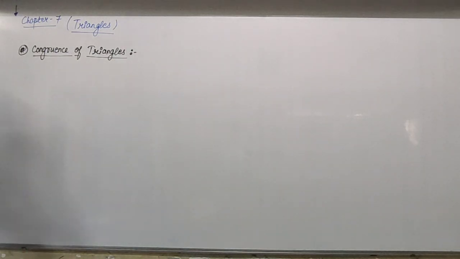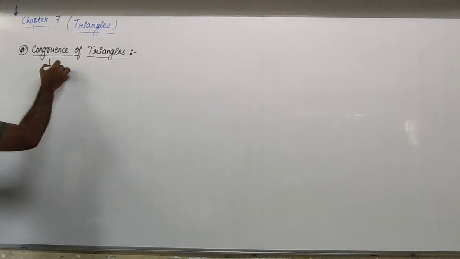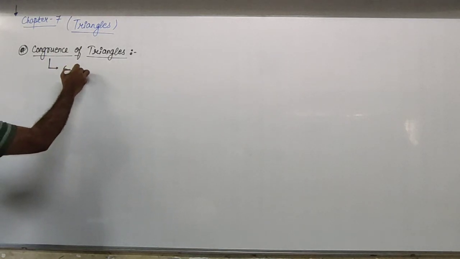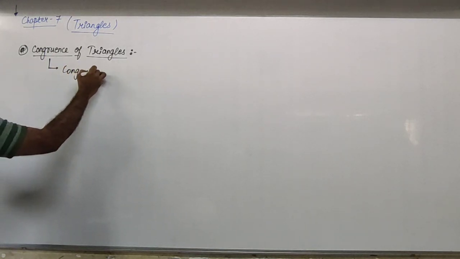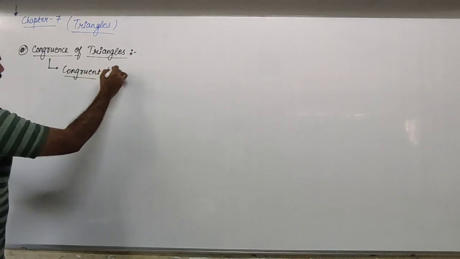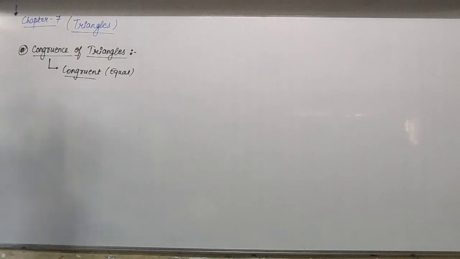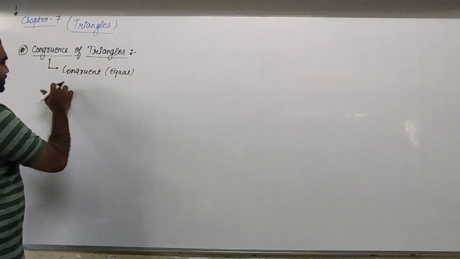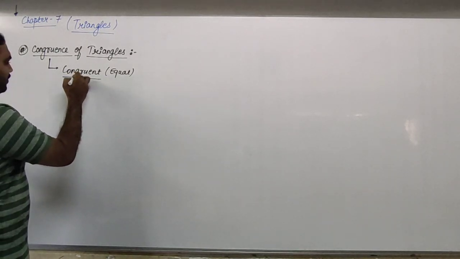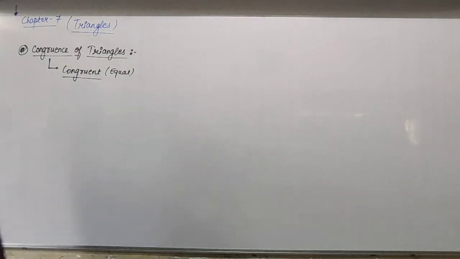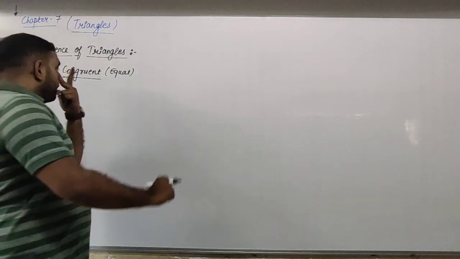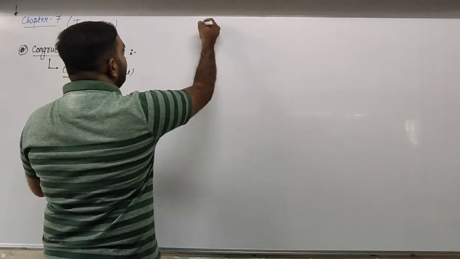Congruence of triangles. Congruence. The word comes from the word congruent. Congruent means equal. Right? So we are going to study about the congruence of triangles. First of all, let us see what congruent figures means. Right? So what are congruent figures?